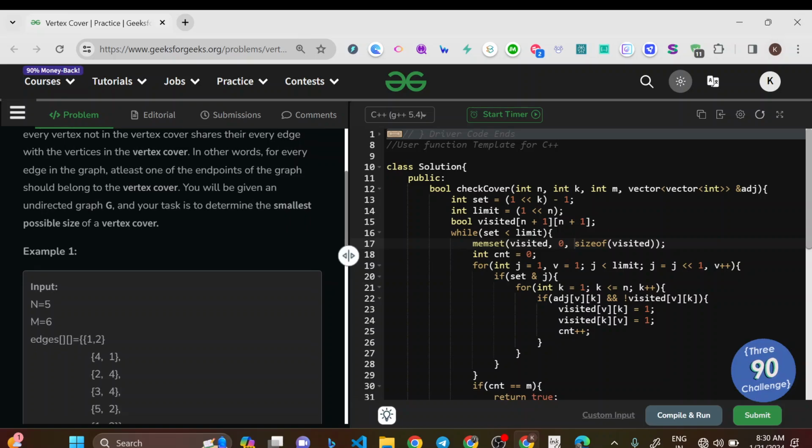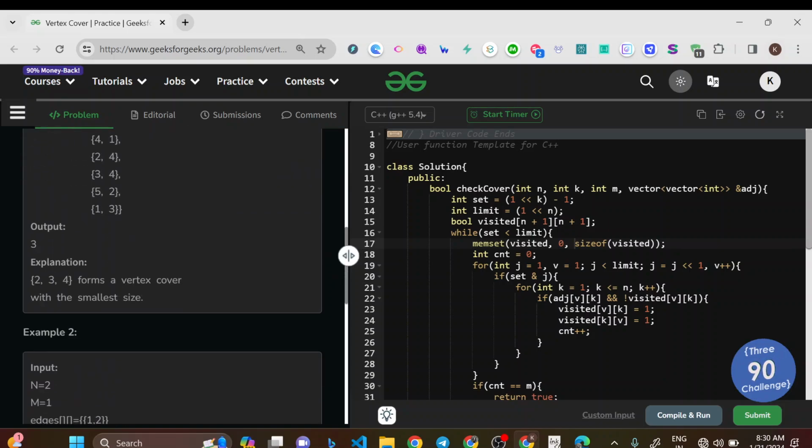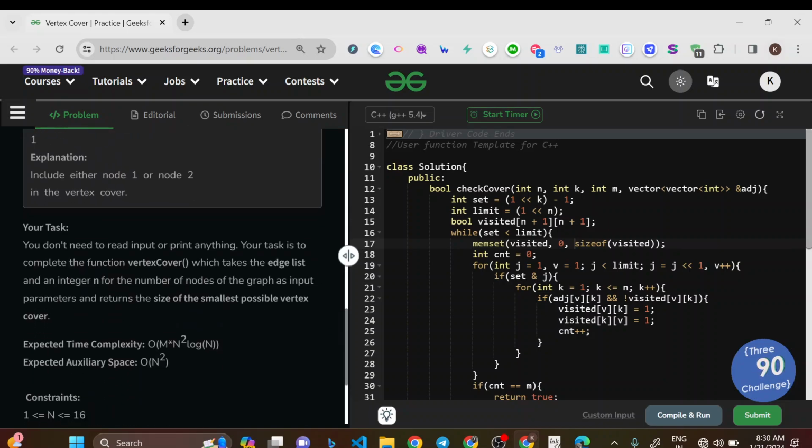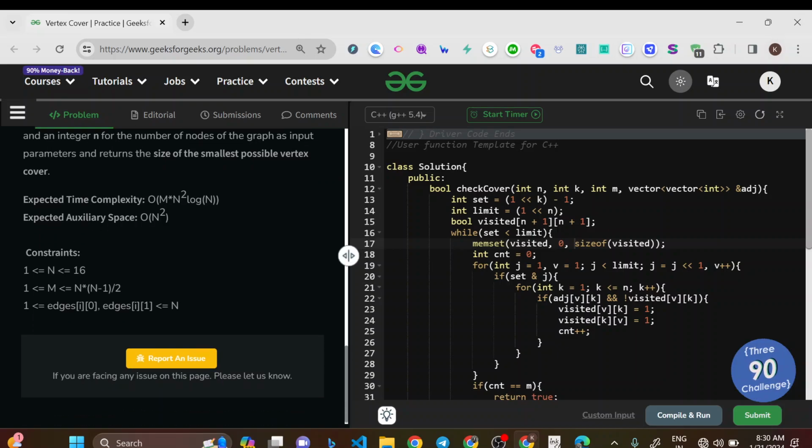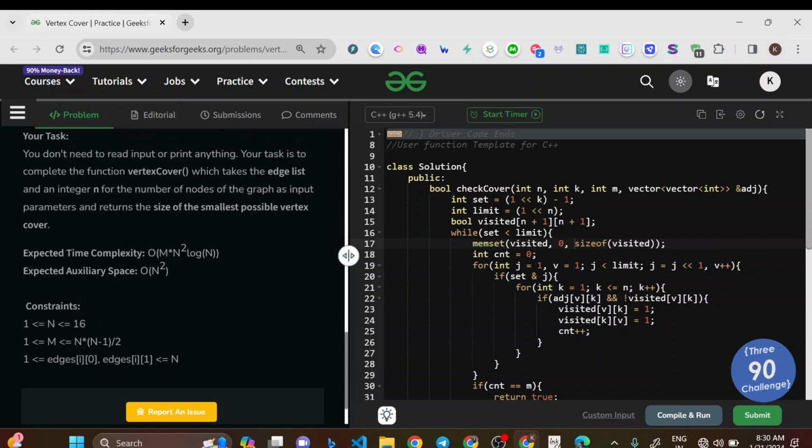In other words, for every edge in the graph, at least one of the endpoints of the edge should belong to the vertex cover. You will be given an undirected graph G, and your task is to determine the smallest possible size of a vertex cover. That is the question. These are some of the examples given, and this is the expected time complexity and space complexity, but we'll be using another sort of solution. So these are the constraints.